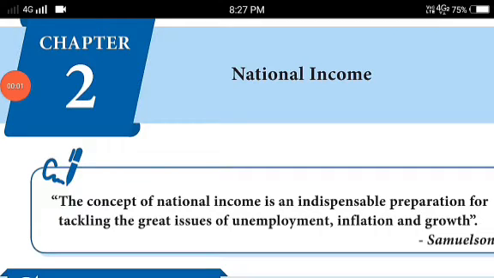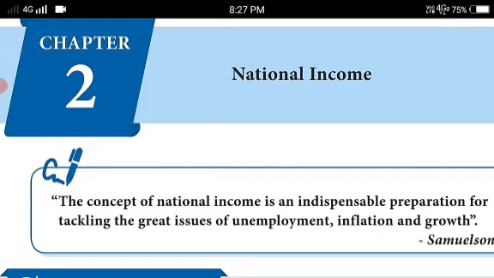Good morning students. Today in this video we have to discuss the second chapter on national income. In the last class we saw the introduction of national income, definitions, and Simon Kuznets' definition also. Today we are going to learn about Gross National Product, GNP.